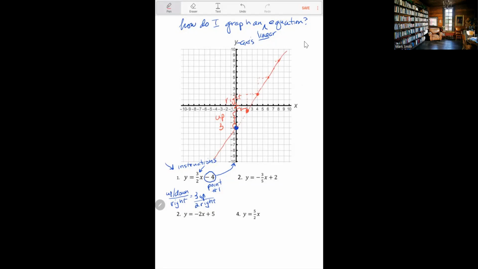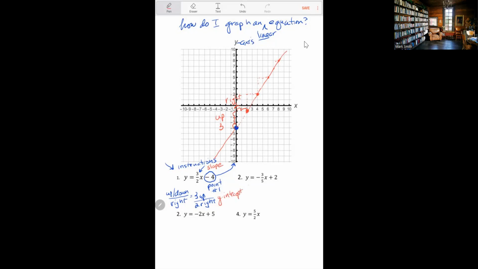All right, so these instructions have a name. So the instructions are called the slope. And this point number 1 also has a name. It's called the y-intercept.